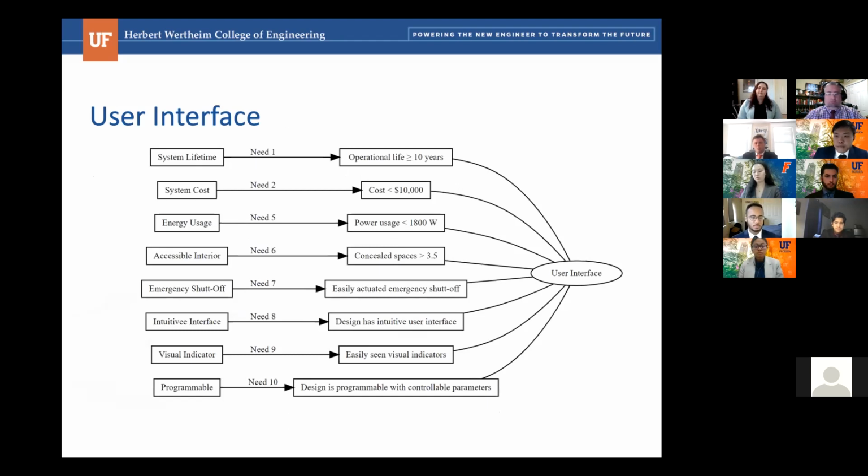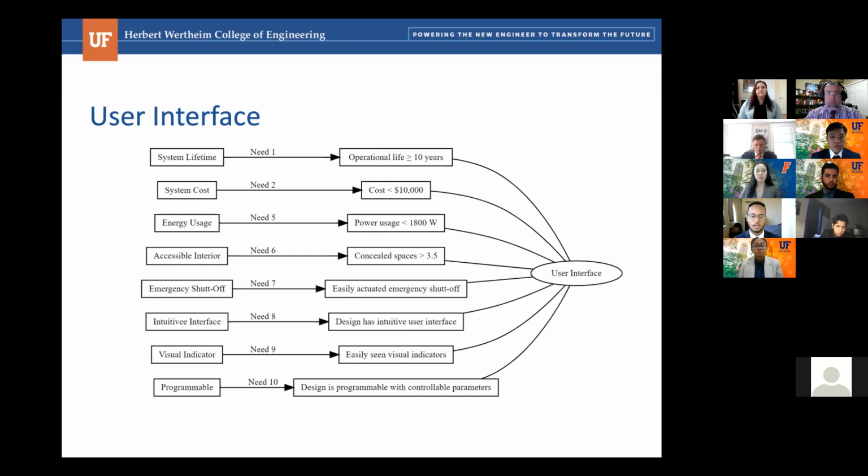Thank you, Henry. And so with the user interface, a few of the customer needs that were especially important were regarding the intuitive design of the user interface, as well as how safety measures are input into the system. And so it can be seen that for customer need 7, an emergency shutoff is needed within the system in order to prevent the system from creating a more harmful environment for the user.